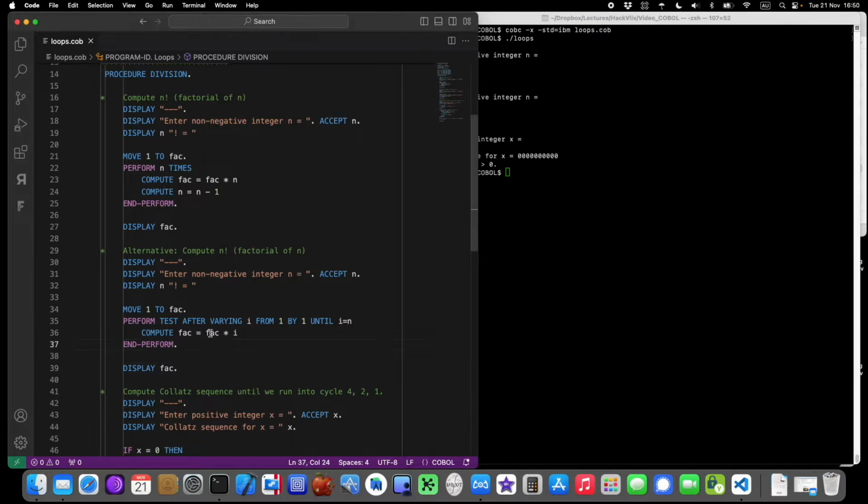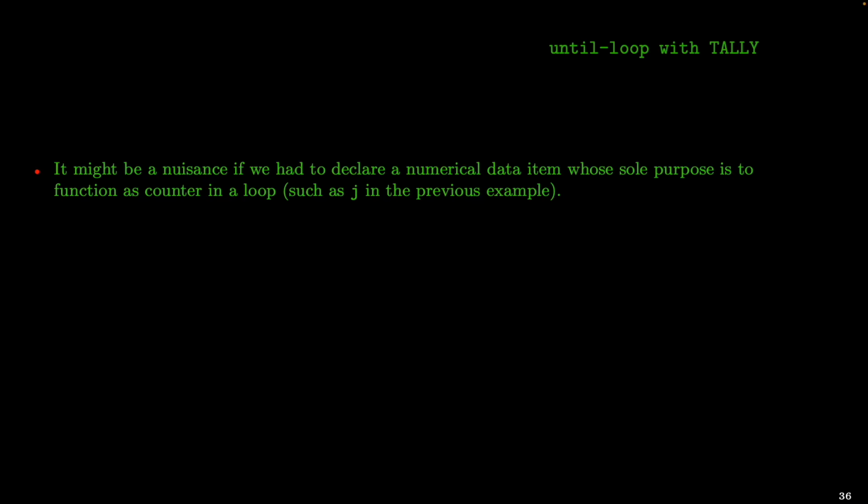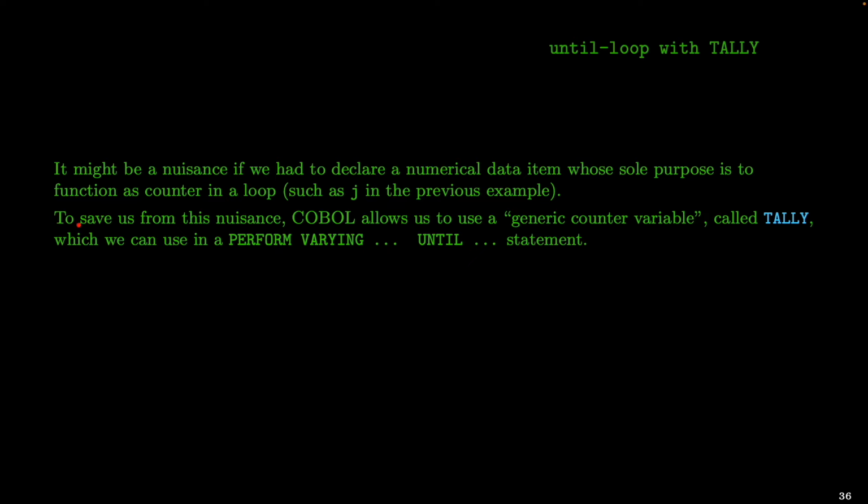They should. So you see, using this version of perform can maybe in some cases make the body of your loop easier, but it comes at the cost of having the additional variable. And it might be a bit of a nuisance if you have to declare a numerical data item just to have a counter for your loop, such as the j or the I we had in the previous example. And indeed, COBOL provides you with a generic counter variable, so one that you do not have to define, that is automatically available if you have a varying until statement in perform. And this counter variable is called tally.